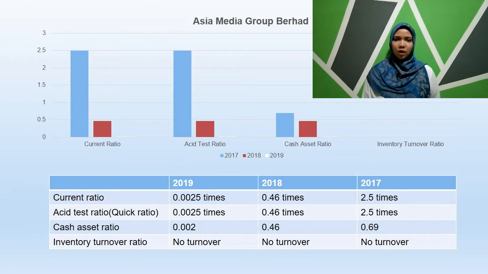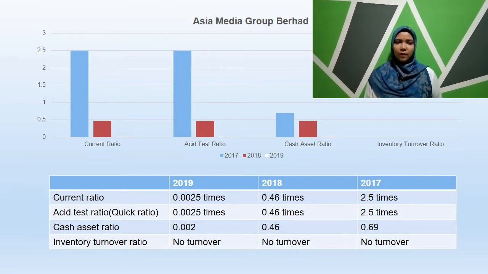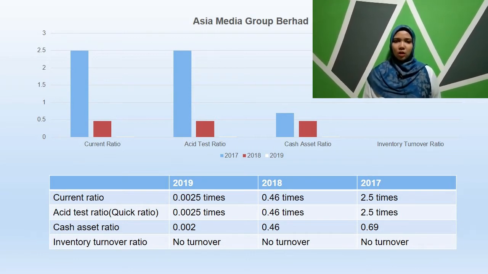For Asia Media Group Berhad, a current ratio of less than 1 means the company may have problems meeting its short-term obligations. A low quick ratio is generally a risky position since the company doesn't have enough current assets, even without inventory, to cover their short-term debt.